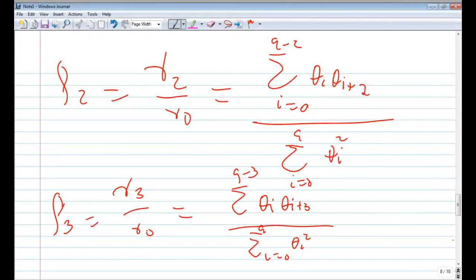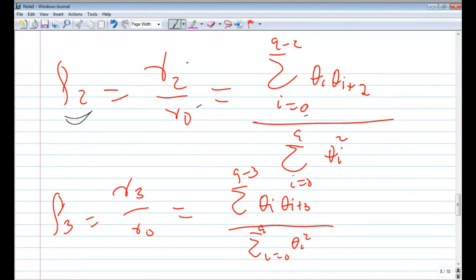We want to find the autocorrelation function at lag 2, which is rho 2, and it's defined by gamma 2 over gamma 0. And gamma 2, as we've already calculated, is the summation of theta i theta i plus 2, where i is ranging from 0 up to q minus 2. That is gamma 2. Then you divide it by gamma 0. Gamma 0, we've already calculated, is the summation of theta i squared, where i is ranging from 0 up to q. Then you divide by that to get the autocorrelation function at lag 2.